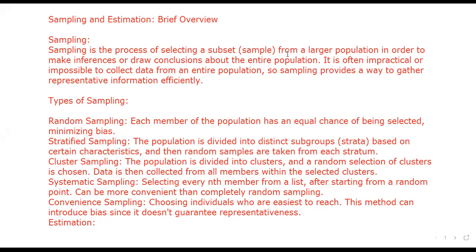So sampling is actually the process of selecting a small sample from a larger population in order to make inferences or to draw conclusions about the entire population. It is often impractical for us to collect data from the entire population due to sampling errors. Why would you go for a sample rather than the entire population, which we call a census?